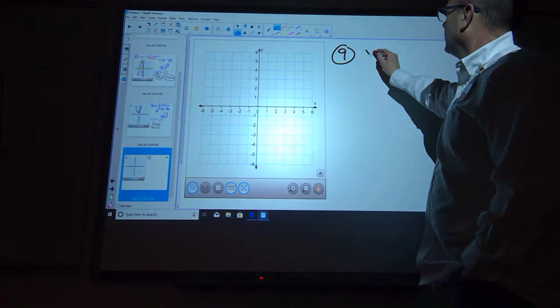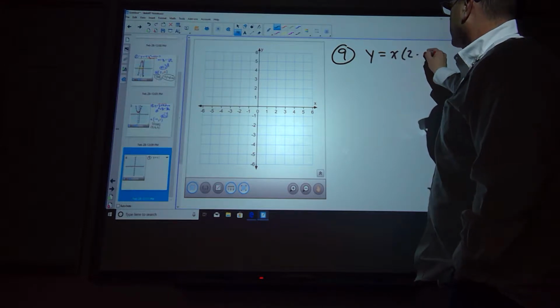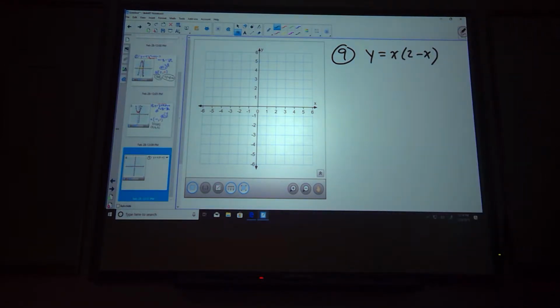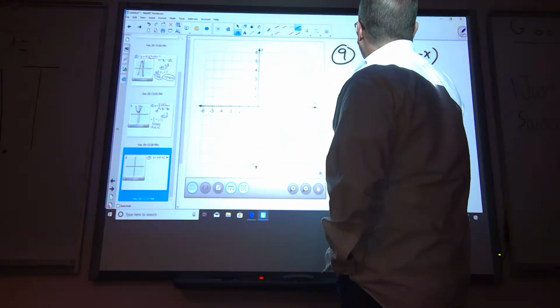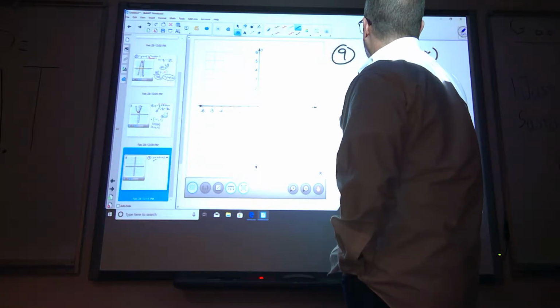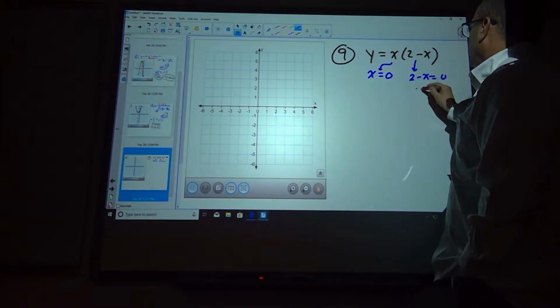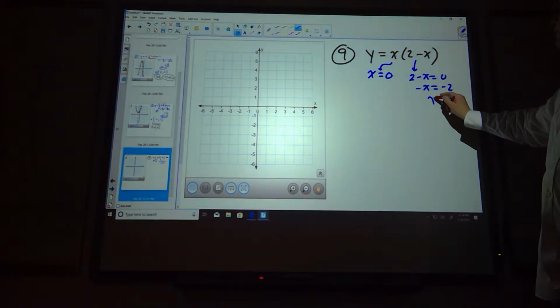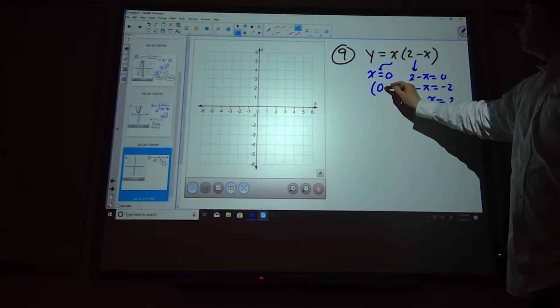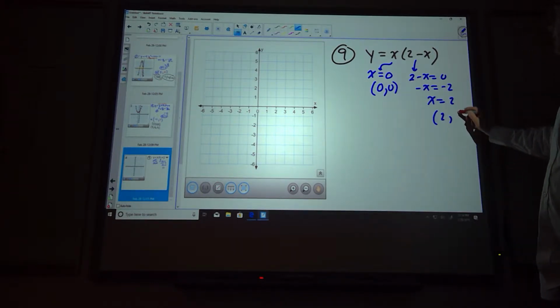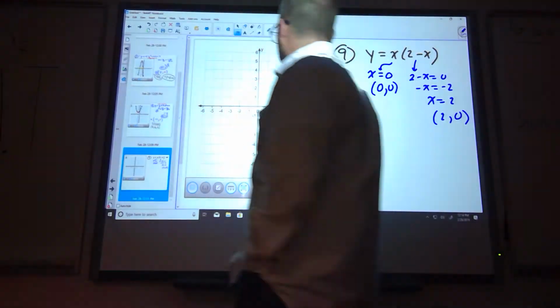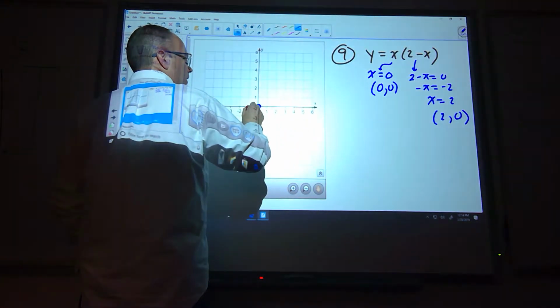Y equals x times 2 minus x, right? All right, this is in factored form. Agree? Anyone doubt that? Okay, so this is going to give me x equals 0, and this is going to give me 2 minus x equals 0, which is negative x equals negative 2, so x equals 2. So my roots are 0, 0 and 2, 0.